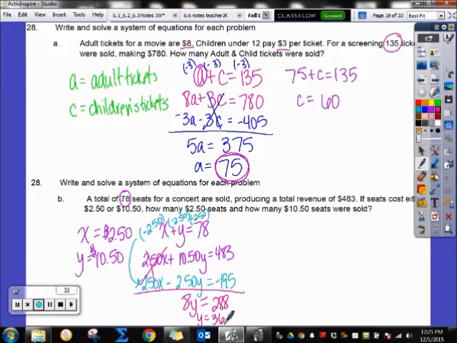So, I need to look back, and y is the $10.50 ticket, so I'm going to make a note that there were 36 $10.50 tickets sold. Then I just have to take that information, and the easiest place to plug it in is right there. So I'm going to say x plus 36 equals 78. So if we subtract 36, x, which is the $2.50 tickets, there would be 42 of those sold.